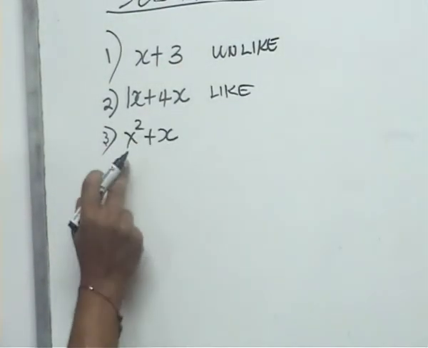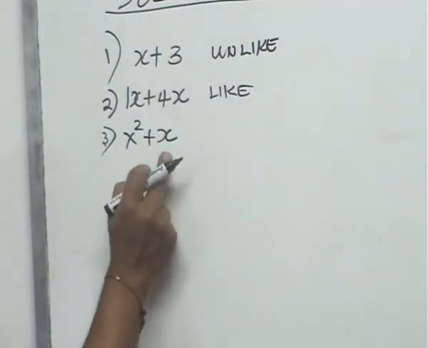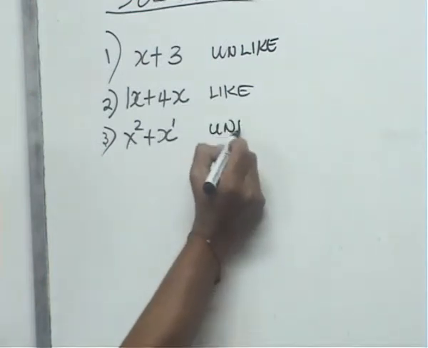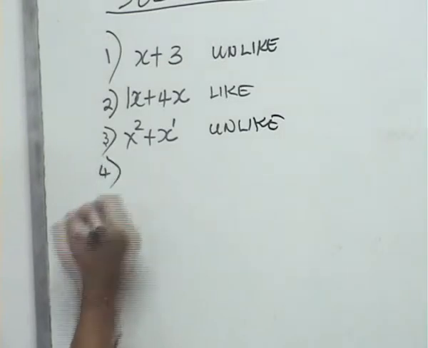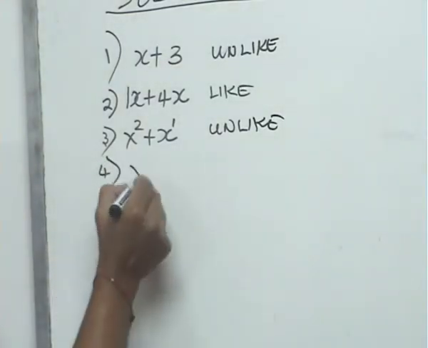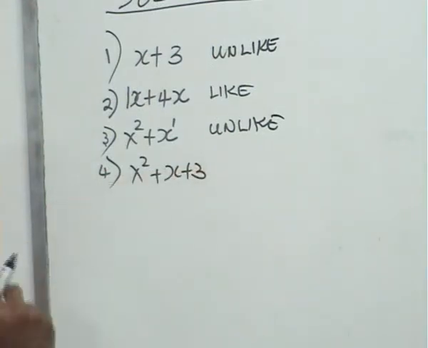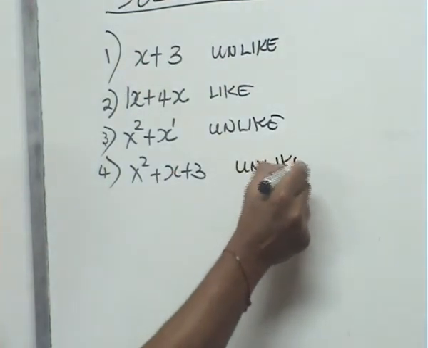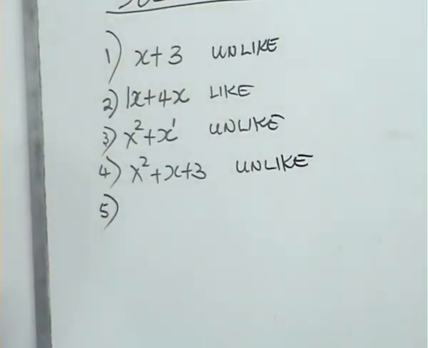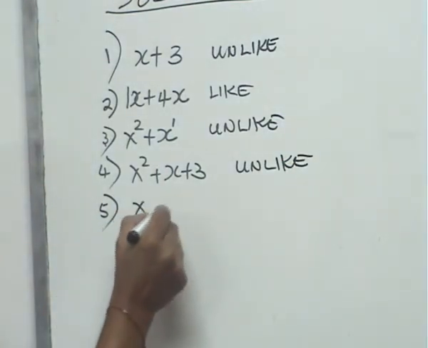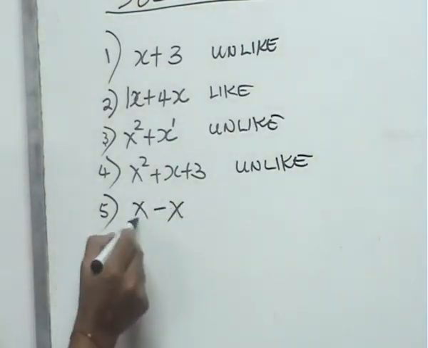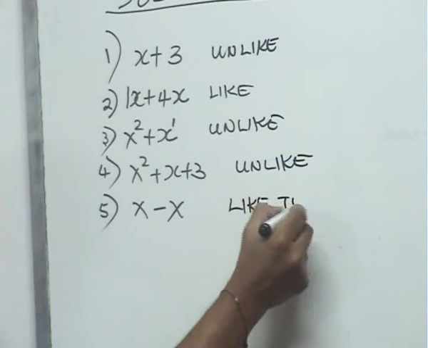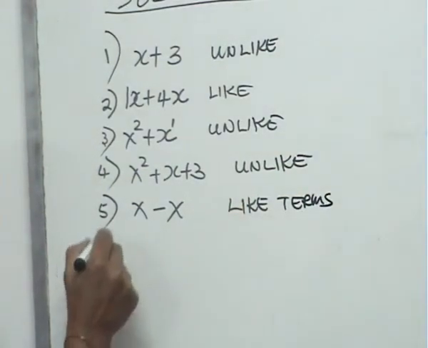Number 3, x squared plus x. If I look at the powers, they are not the same. This is x squared and this is x to the 1. Powers are not the same, unlike. Number 4, x squared plus x plus 3. Now clearly the powers are all different, so this is unlike. Number 5, x minus x. Well, this is x to the 1, that's x to the 1, the powers are exactly the same, these are like terms.